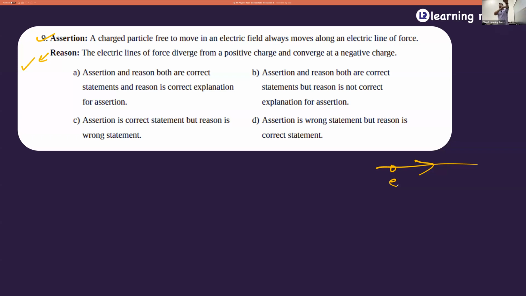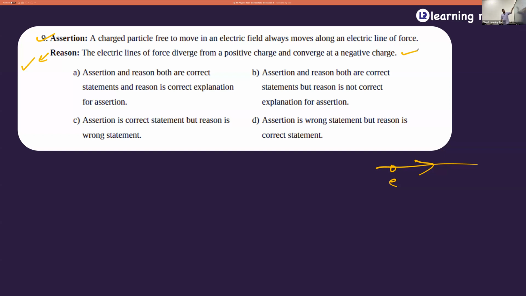How do you define or how do you choose that this is the direction of the electric line of force? How did they know that electric lines of force always diverge from the positive charge and converge at the negative charge? So what is the test charge considered to be? Positive. Had you considered the test charge to be negative, things would have been different, no? So this statement is right only. The electric lines of force diverge from positive charge and converge at negative charge. This is universally accepted, because by default we take the test charge to be positive only. But what about this thing?